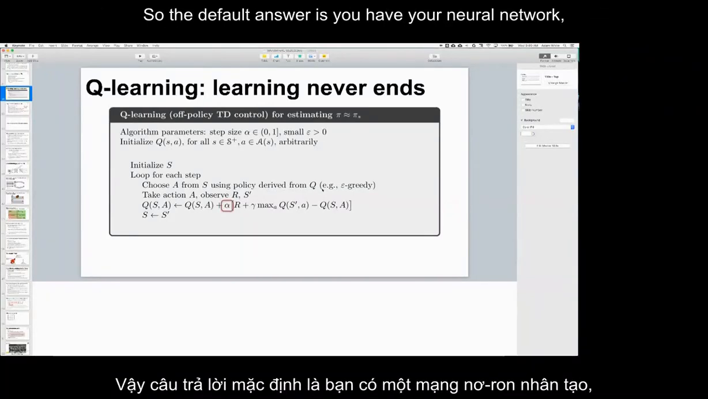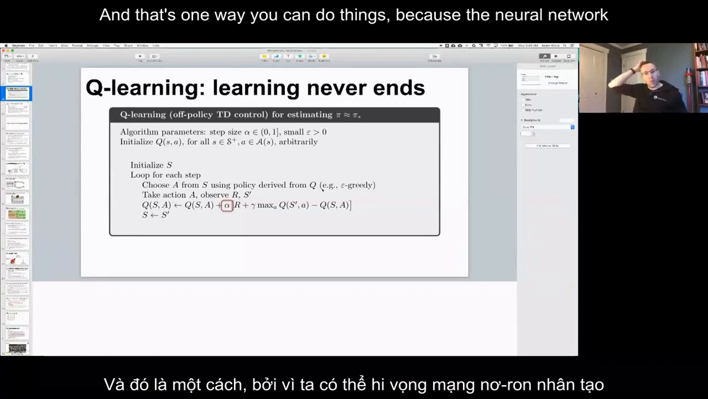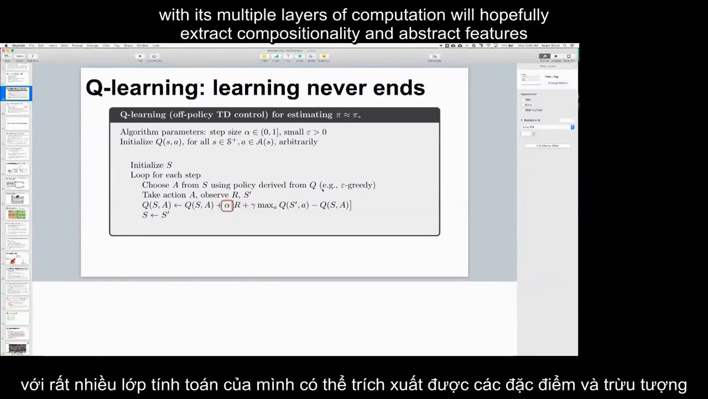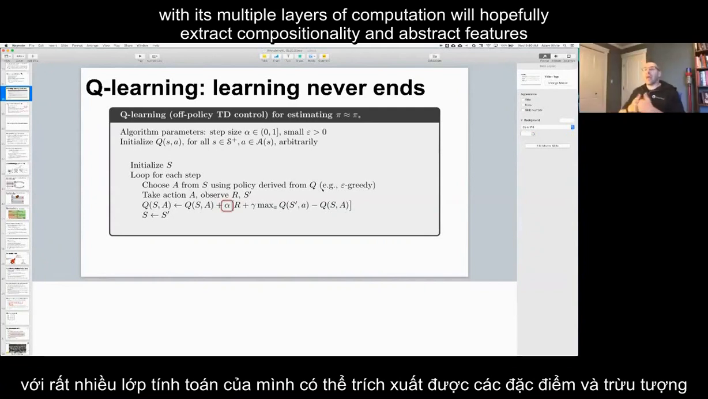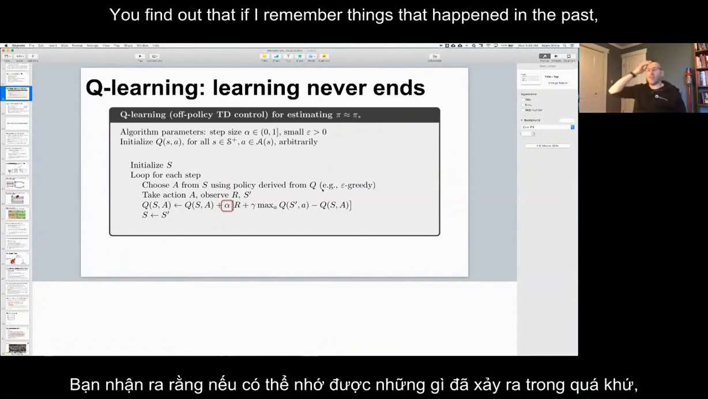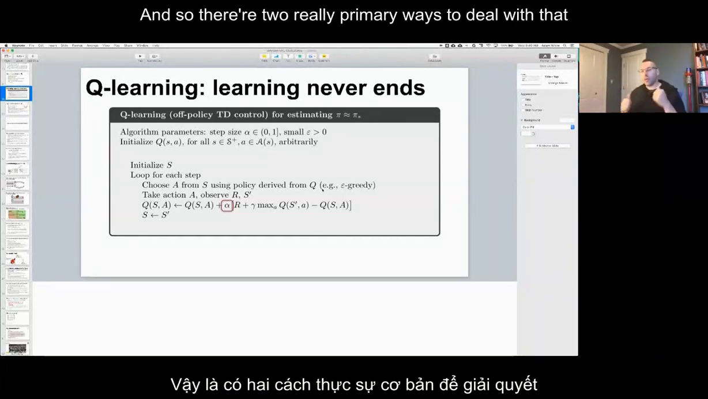So the default answer is you have your neural network, and you put all the sensors that you can access into your neural network. And that's one way you can do things, because the neural network with its multiple layers of computation will hopefully extract compositionality and abstract features. But that's assuming that the current sensors tell you everything that's relevant about the world. But sometimes when you do an application, you find out that if I remembered things that happened in the past, my system would do better. And that means there's something missing from your state. And so there's two really primary ways to deal with that.